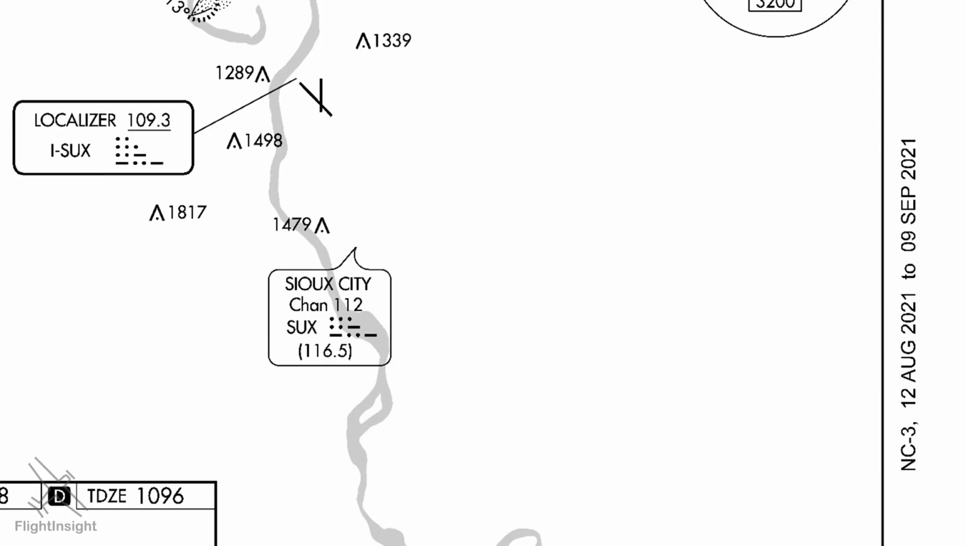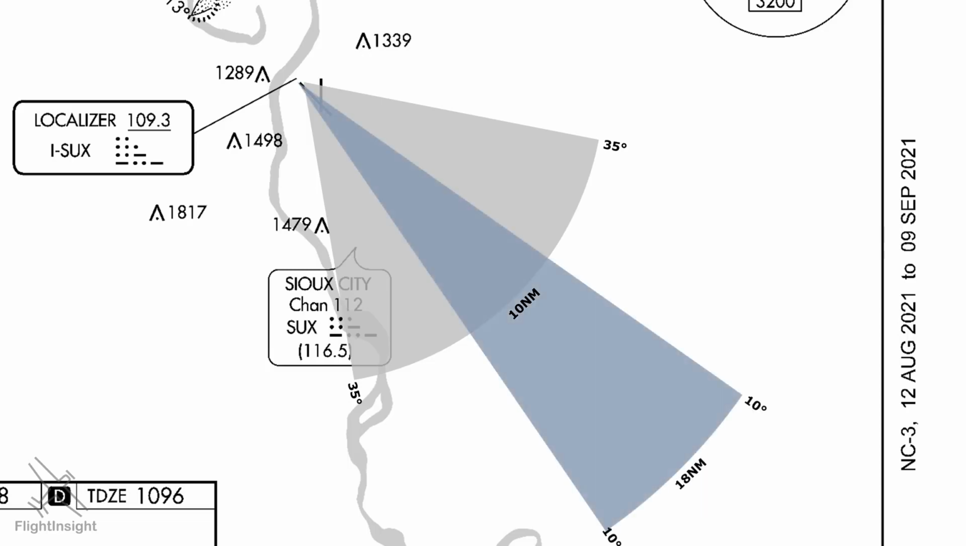Unlike a VOR though, the localizer and glide slope transmissions aren't broadcast in all directions. They're highly directional, which means that unless you're lined up with them, you can't rely on getting an accurate signal. Proper indications are only guaranteed within 35 degrees of either side of the runway centerline, out to 10 miles from the localizer antenna, and within 10 degrees of either side of the runway, out to 18 miles.